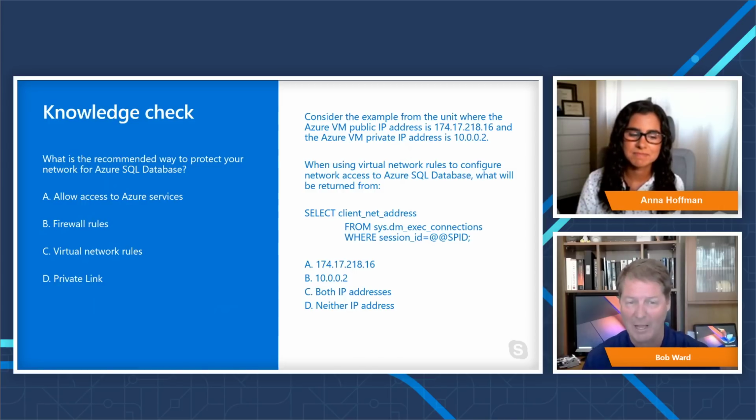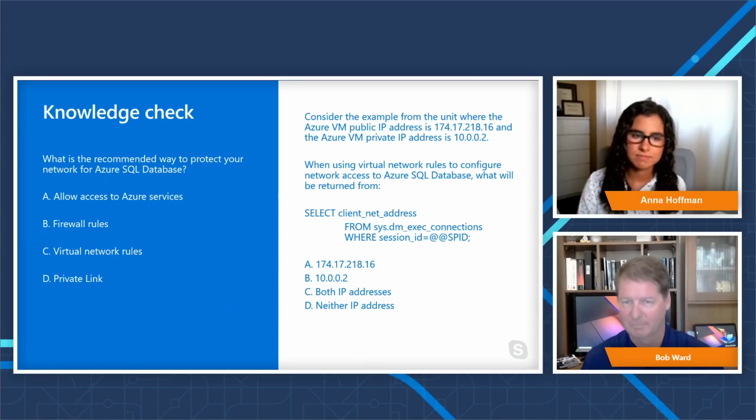Firewall rules, allow access to Azure services. Those all still use public endpoints, right, Anna? And in fact, A, we just talked about, is a fairly least secure option because it means anybody in Azure can access that public endpoint. So D makes sense because it is the recommended way to protect the network for the Azure database in the most secure fashion.